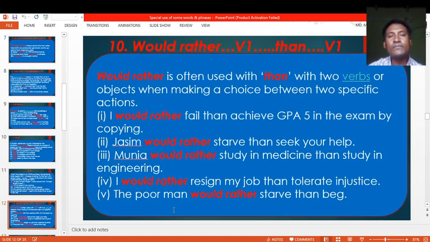Next slide. Would rather plus something, then the present form of the verb, and the word than plus something plus the present form of the verb. So in this sentence, the present form of the verb will be used. There will be two sentences. Would rather is often used with than with two verbs or objects when making a choice between two specific actions. So there will be two specific actions given. For example, I would rather fail than achieve GPA 5 in the exam by copying.